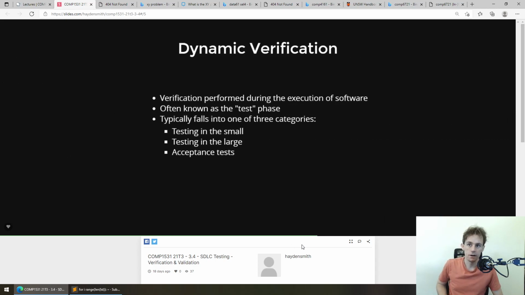Okay, so let's get on to dynamic verification. Dynamic verification is verification that's performed when you're executing the software. You're actually running it.